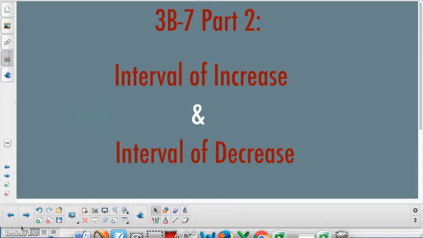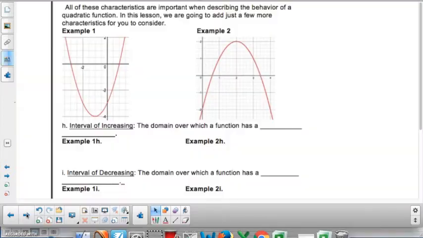Welcome to part 2 of lesson 3B7. In this particular part of the lesson, we're going to focus only on intervals of increase and intervals of decrease. This is one of the topics that you guys struggled the most with when we were looking at linear functions and lines. So I wanted to highlight it by making it into a separate little video.